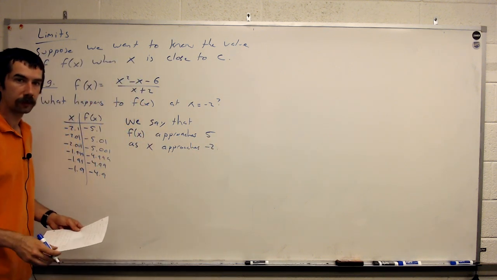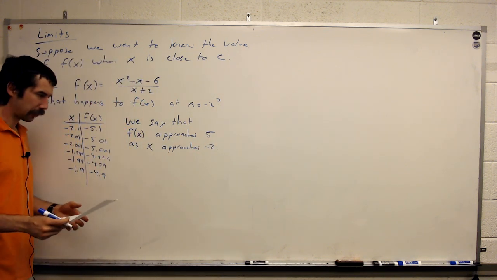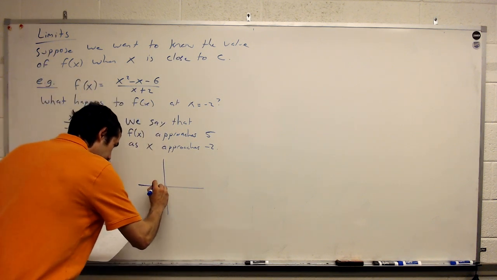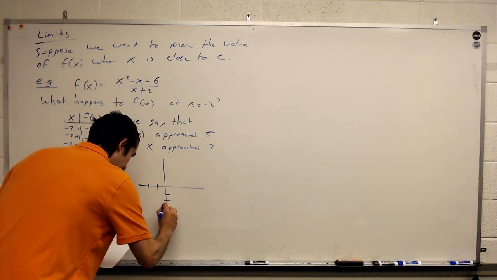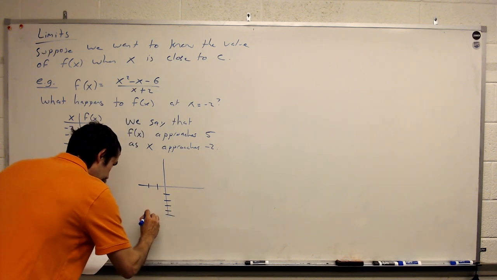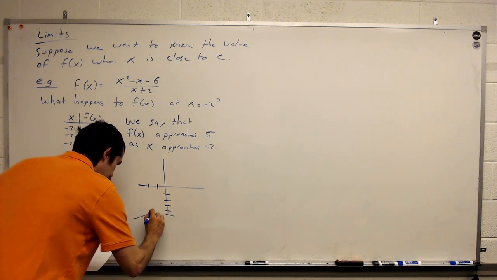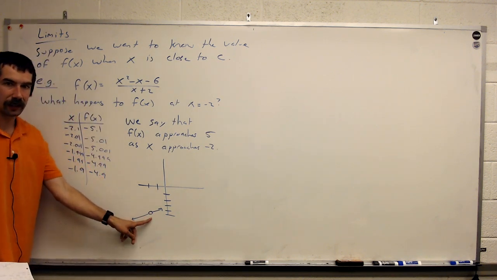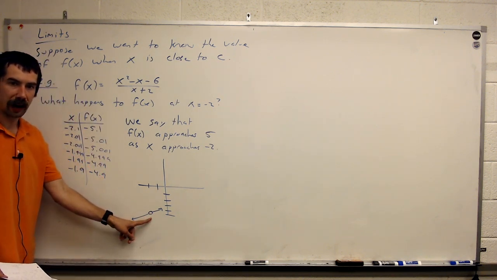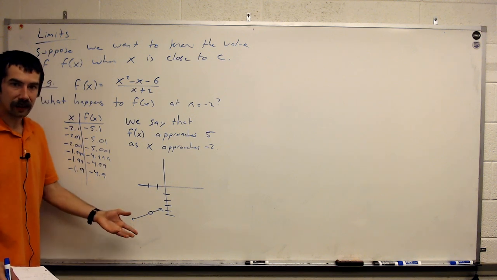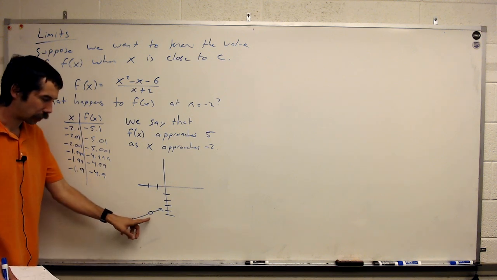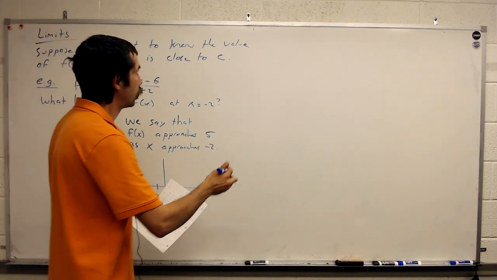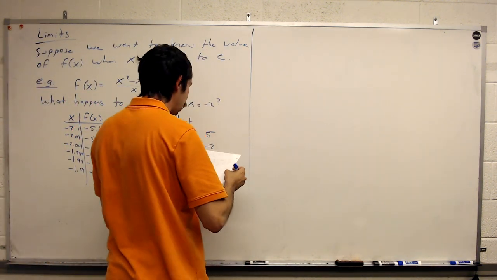What this looks like graphically is our function gets close to the point negative 2, negative 5. But since negative 2 isn't in our domain, there's actually a hole in the graph. And so we're calling this a limiting value.